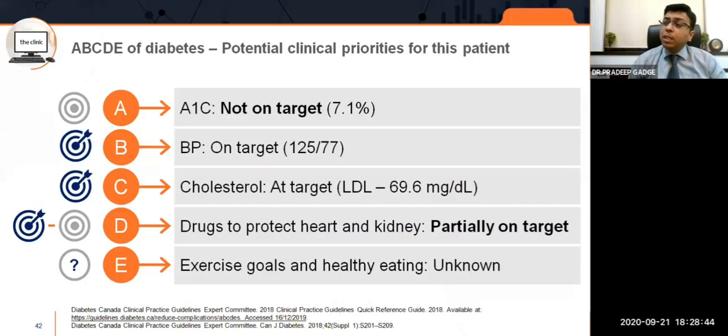Let's see this patient. Her HbA1c was 7.1%. So she's close to the target, but still not on target. We should aim for better. Blood pressure is quite well controlled. Cholesterol is decent. In fact, it's excellent, I should say. It should be less than 70, and it is less than 70. Is she on drugs to protect the heart and kidney? Yes, we have given her ramipril, so she is partially protected.